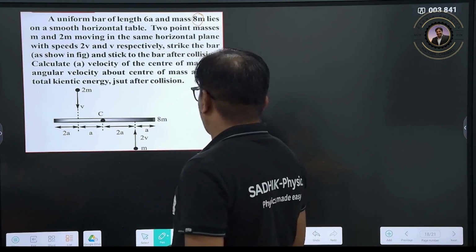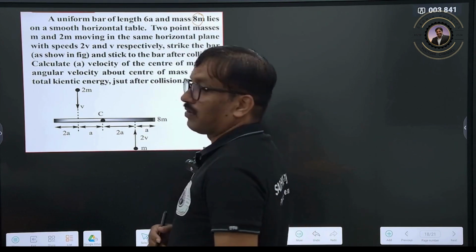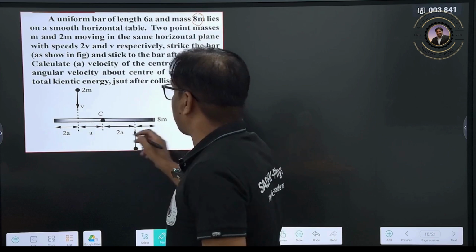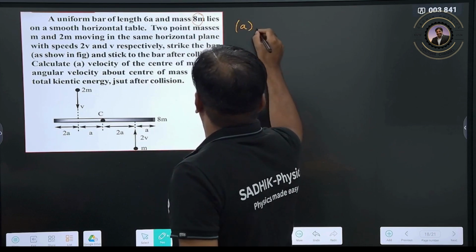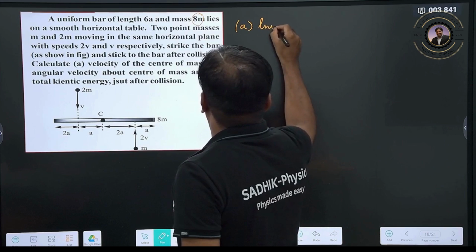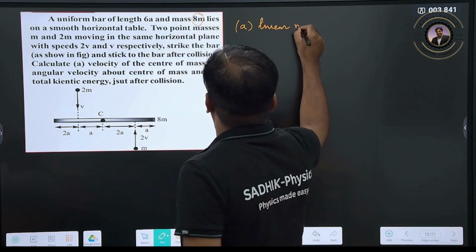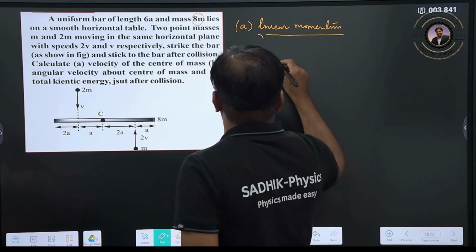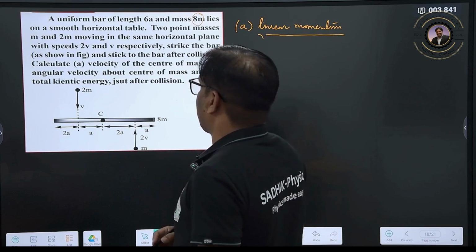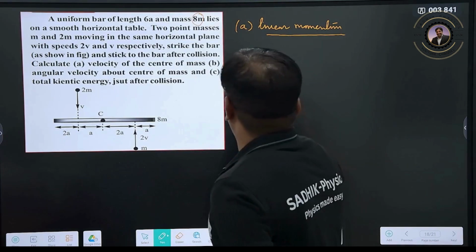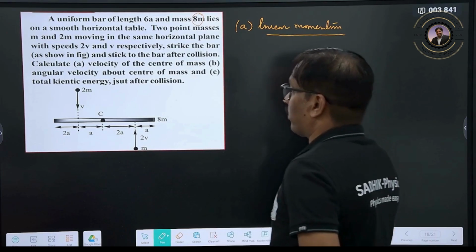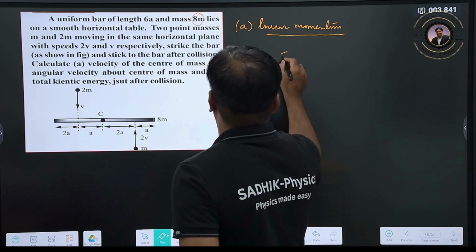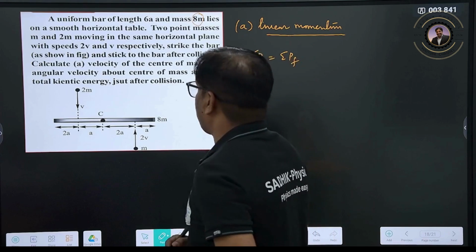So what you have to calculate is the conservation of momentum. What is the momentum here now? Initially this rod was not moving. So, conservation of linear momentum. That means total initial momentum and final momentum, right? We will test the conservation of linear momentum now. So total initial momentum and final linear momentum.